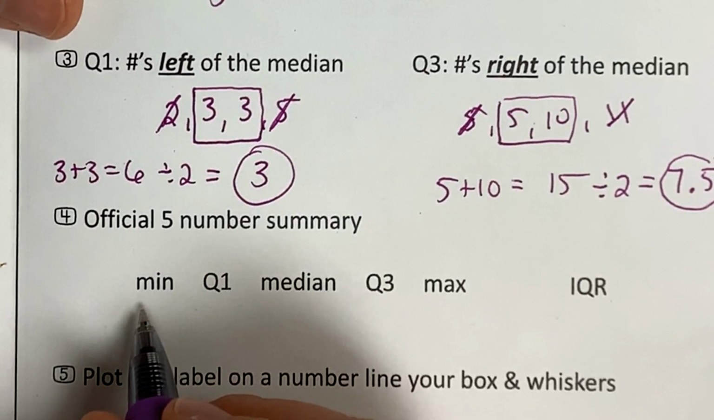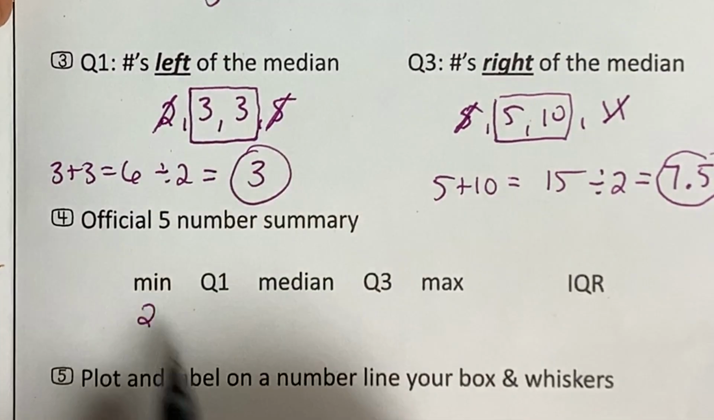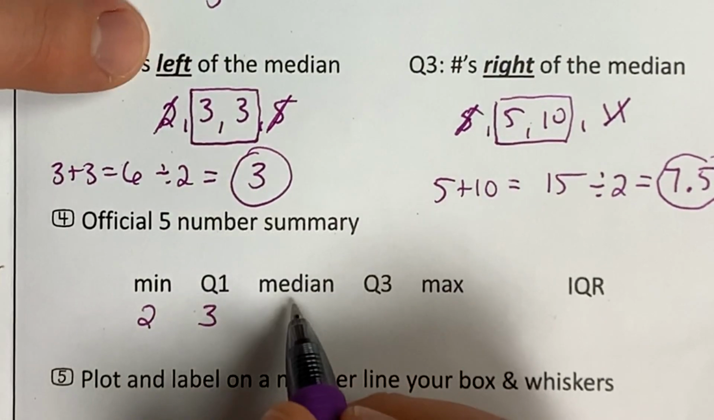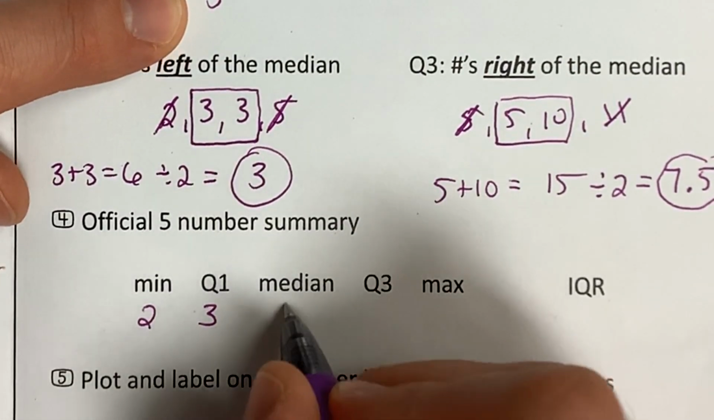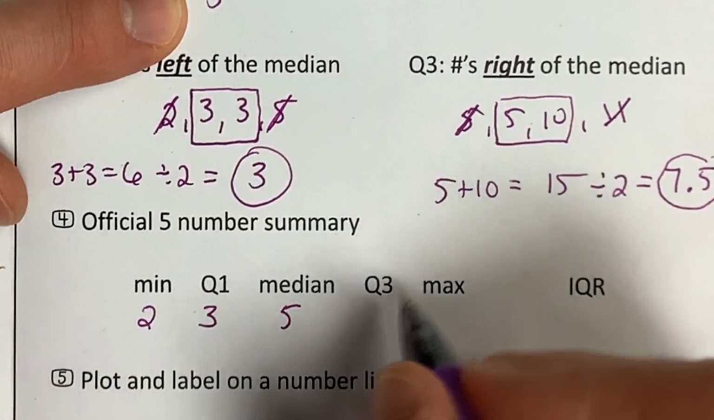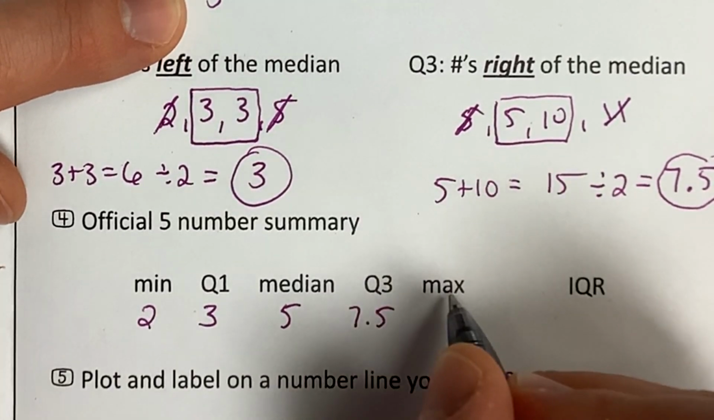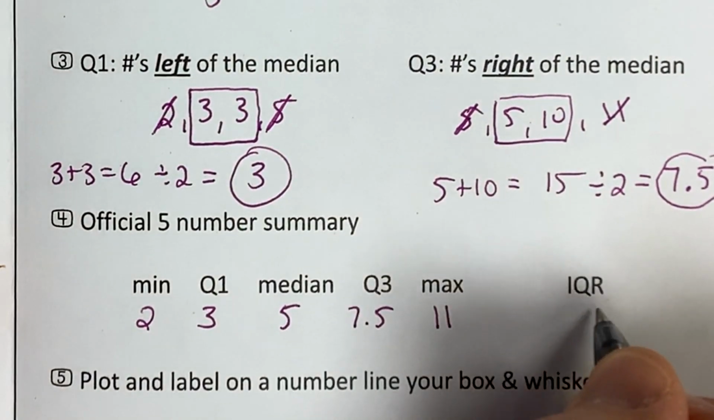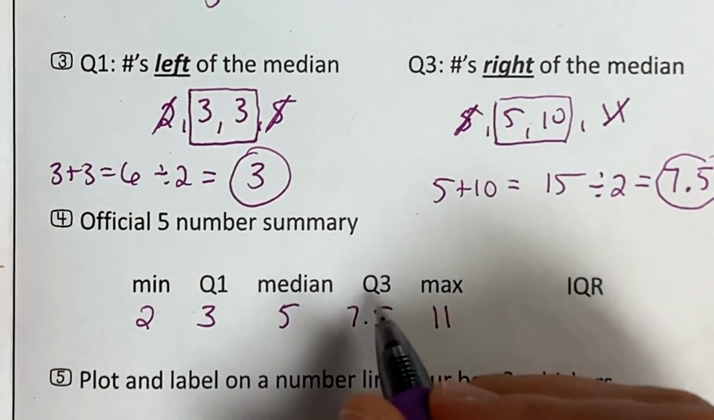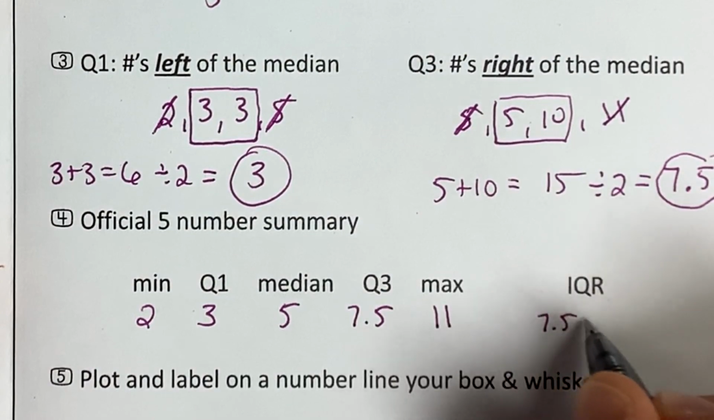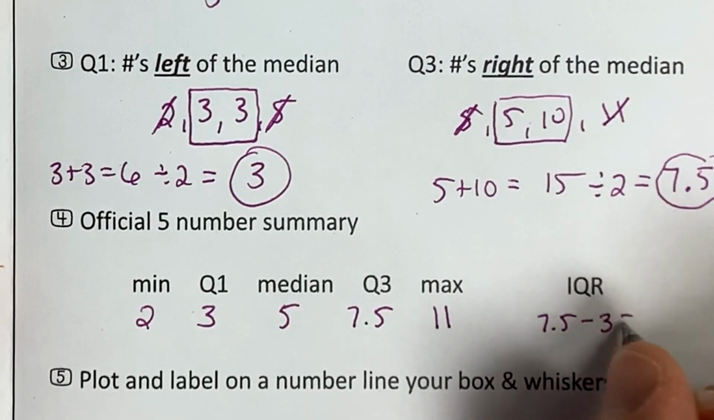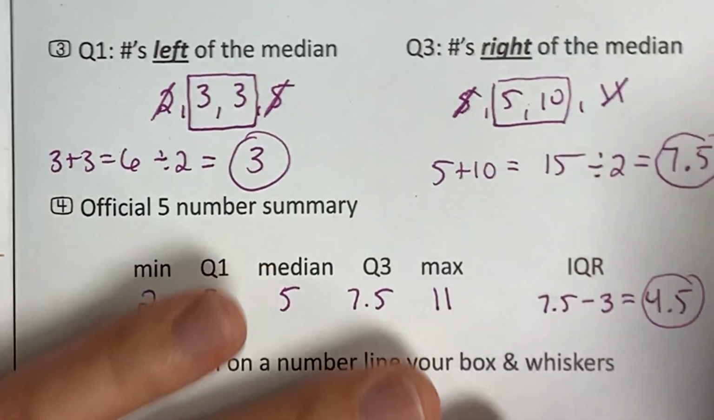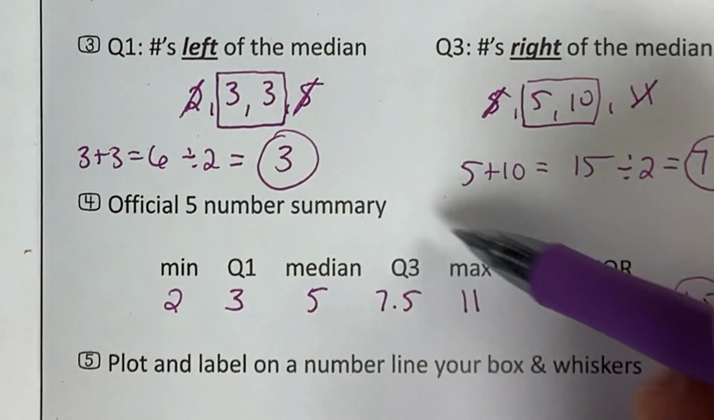My minimum was my smallest number, 2. My Q1, I figured that one out, it was 3. My median, we figured that one earlier, that was 5. My Q3, 7.5. My max was 11. And my IQR, so again, remember IQR is going to be your Q3 minus your Q1. So in this case, it's going to be 7.5 minus 3, 4.5. Awesome.